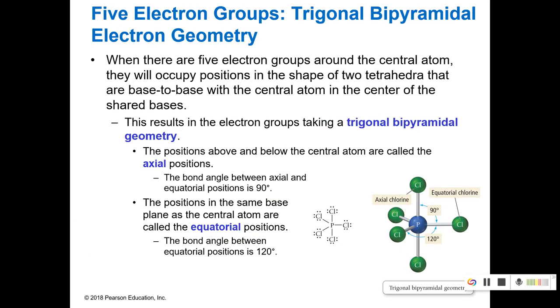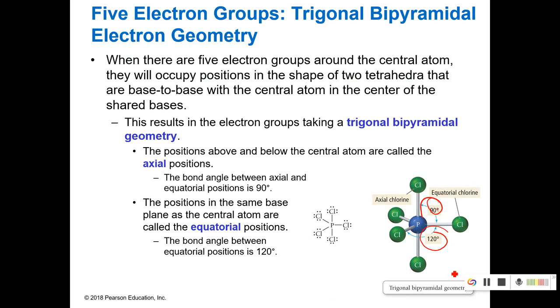Okay, now let's go a little bit higher. We've got trigonal bipyramidal. Bi meaning two. So we've got two trigonal pyramids that are attached to this centerpiece. Okay, this one does have two bond angles, a 90 and a 120. I want to be very clear.